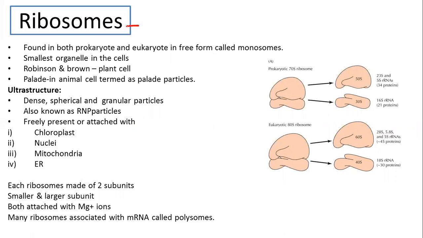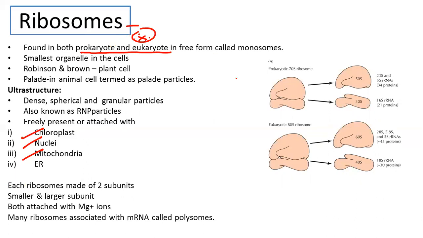But this ribosome is not only present in endoplasmic reticulum, it is also present in chloroplast, inside the nucleus, and inside mitochondria. So these are all different cell organelles, we'll study all these things. First we'll see what ribosomes are. Ribosomes are usually found in both prokaryotes and eukaryotes. Remember, this is a very important point. Which organelle is found in both prokaryote and eukaryote? It is ribosomes.